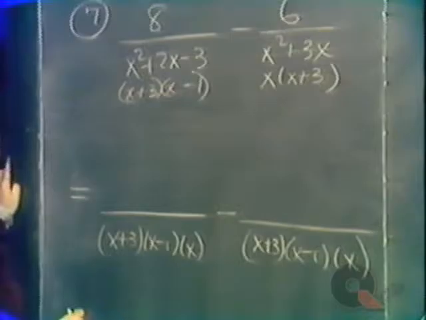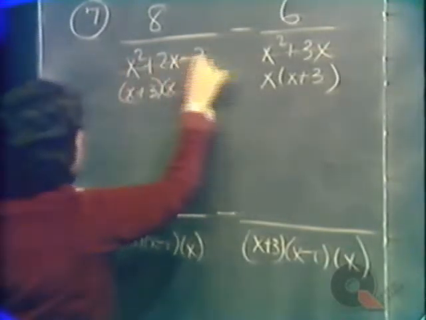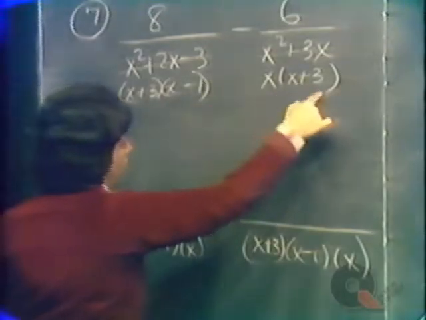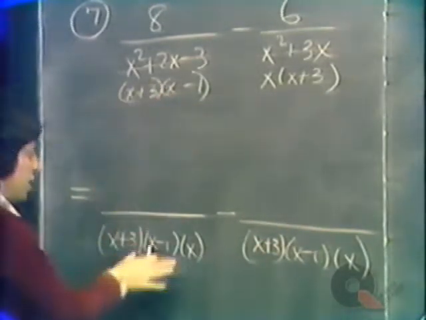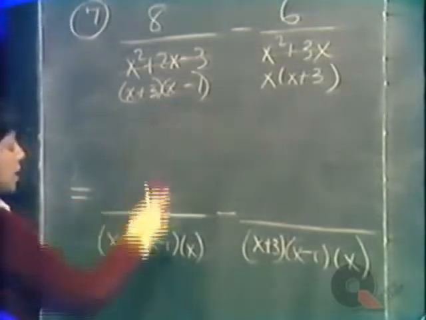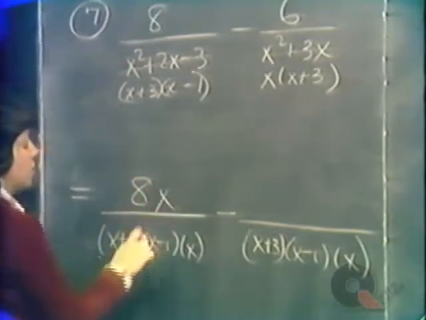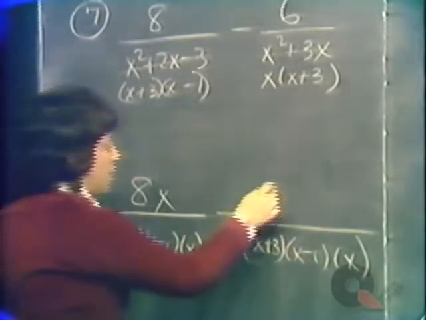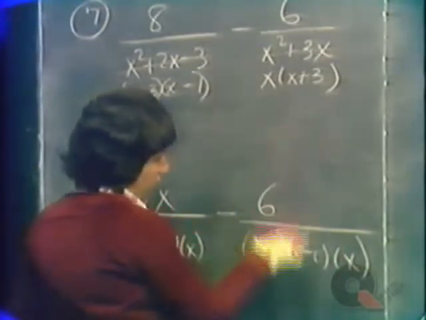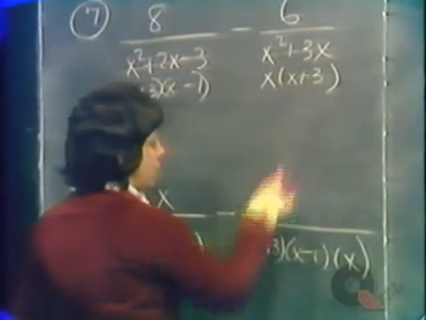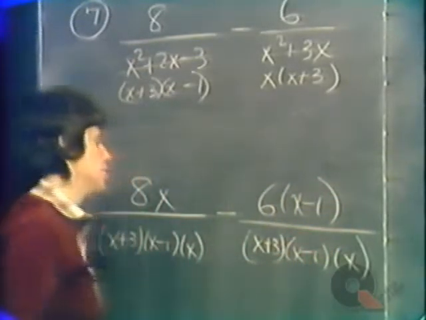Now we ask ourselves, these are the denominators rewritten in the factored form. What do we multiply this denominator by to get this? We have the x plus 3, the x minus 1. The only thing we needed was the x, so we multiply the numerator by x as well. And then we say, what did we multiply the denominator here by to get this denominator? We have the x plus 3, we needed the x minus 1, therefore the numerator gets multiplied by x minus 1 as well.